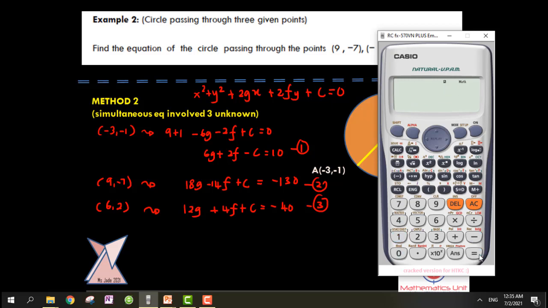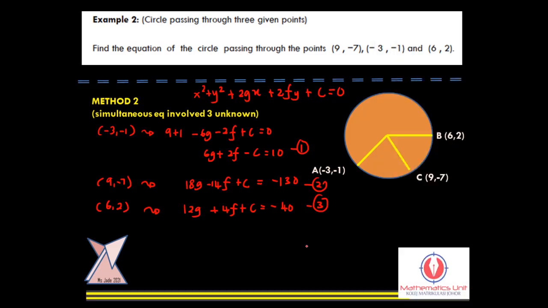From here, you can straight away get the values. g is -3, because just now we keyed in the first value as the coefficient of g. So from here, we get that g is -3, f is 4, and c is -20. Again, g is -3, f is 4, and c is -20. So we write it down here.